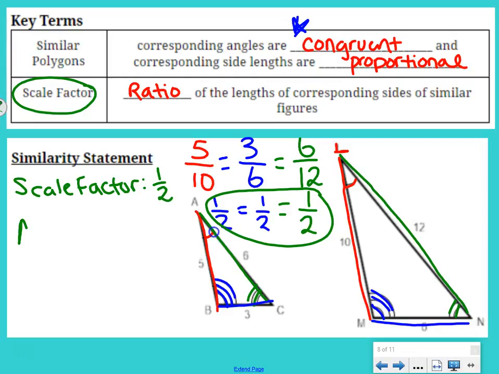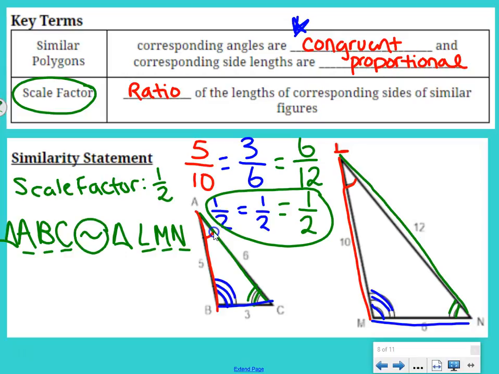And we could say that triangle ABC is similar to triangle LMN. Again, just like when we were working with congruent, we would write it in the order that they are congruent. Angle A is congruent to angle L, angle B is congruent to angle M, and angle C is congruent to angle N. We use this symbol, just one squiggly mark, to indicate similar.